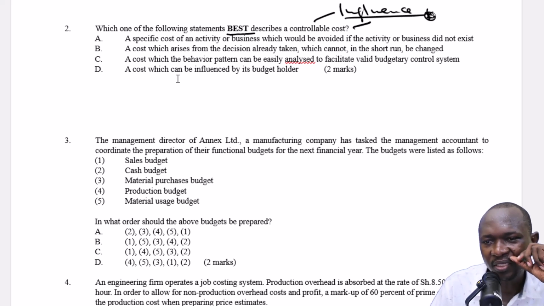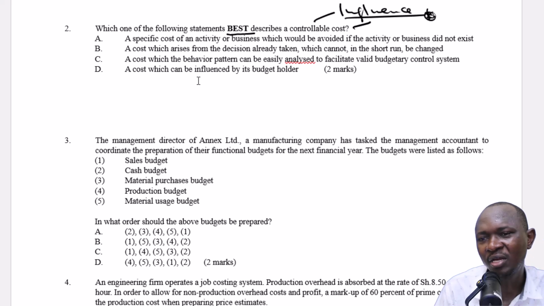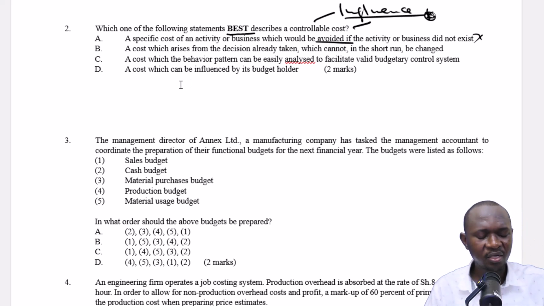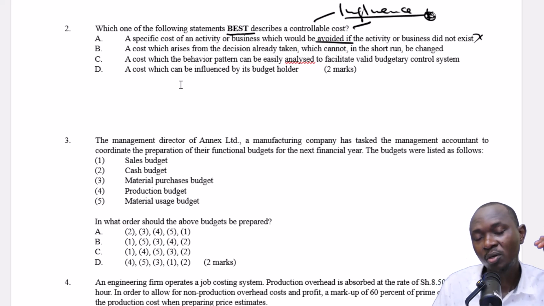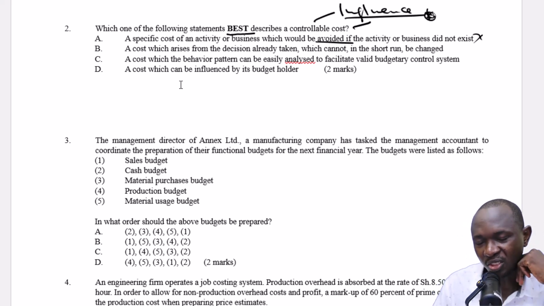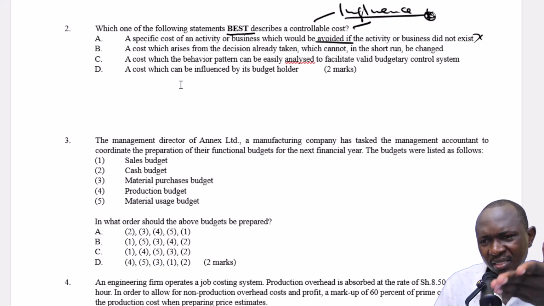A specific cost of an activity or a business which will be avoided if the activity or business did not exist. This is an avoidable cost. So this is definitely not correct. A cost which arises from a decision already taken, which cannot in the short run be changed. If it cannot be changed, then it is not controllable, because remember we said that controllable means it can be influenced by the management decision.